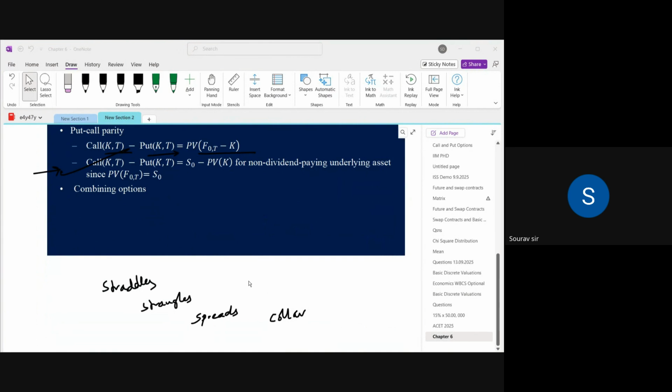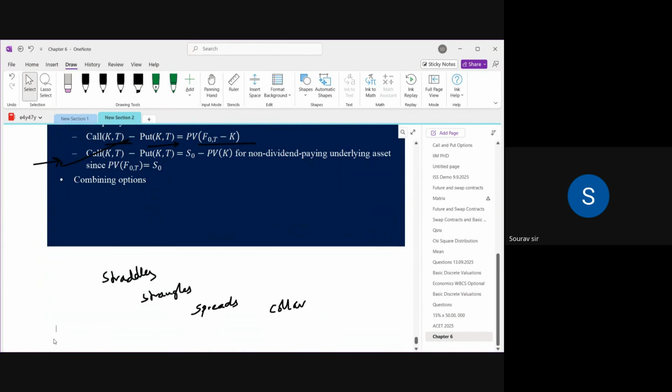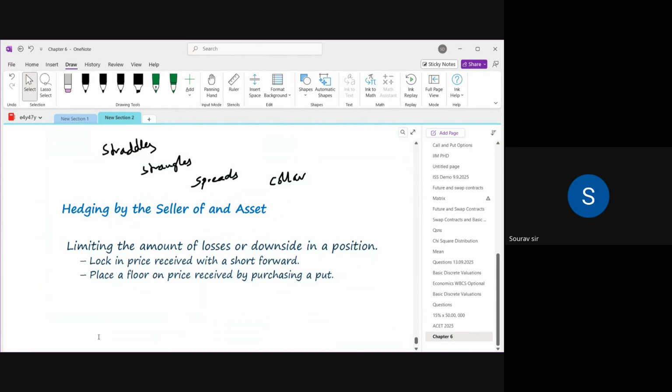Next, this only we have read. Now, limiting risk. What is the seller's risk? Hedging by the seller of an asset. If you are a seller of an asset, for example a farmer selling wheat in 3 months or a company exporting, the price of the asset might fall before you sell it. That means you would receive less money. So there are hedging opportunities. To limit this downside risk, the seller can use derivatives. They can enter a short forward or buy a put option.